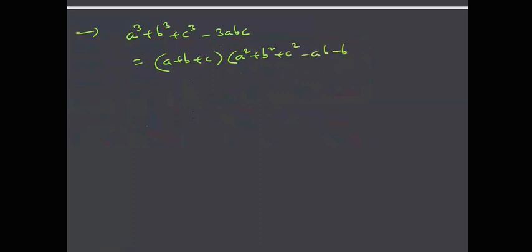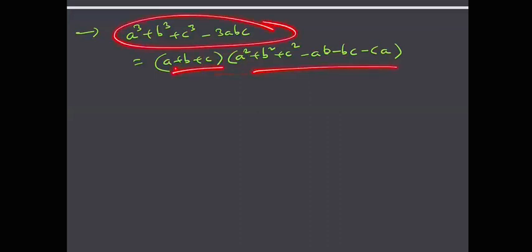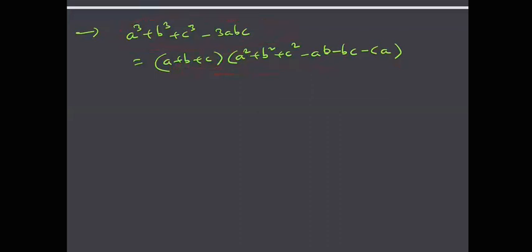So let us see one more factorization. If there is a cube plus b cube plus c cube minus 3abc, then you can write this as (a plus b plus c) into (a square plus b square plus c square minus ab minus bc minus ca). So this is a very important type of factorization. You must remember this. You can verify it by multiplying these two terms, you should get a cube plus b cube plus c cube minus 3abc.